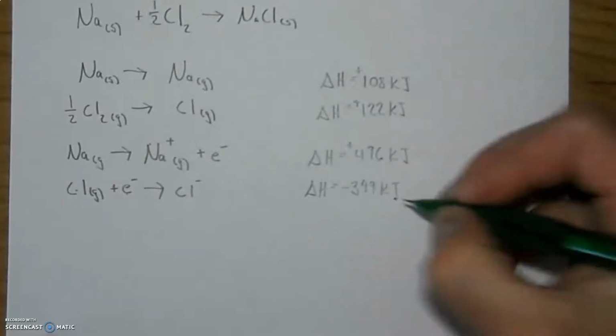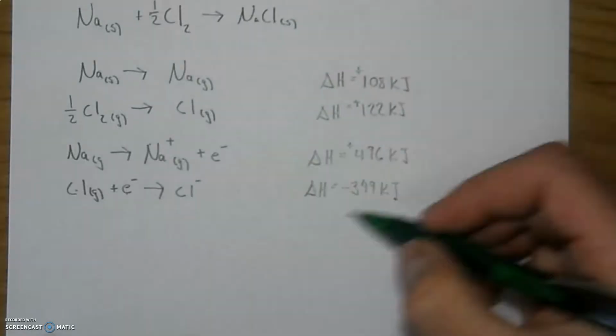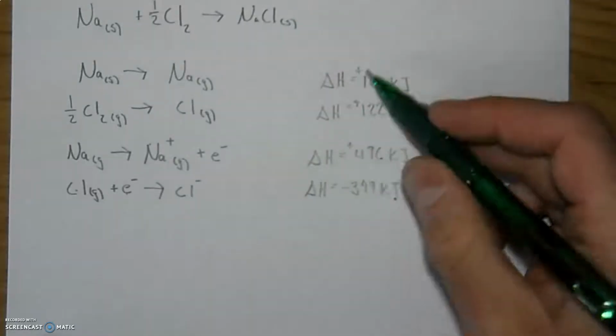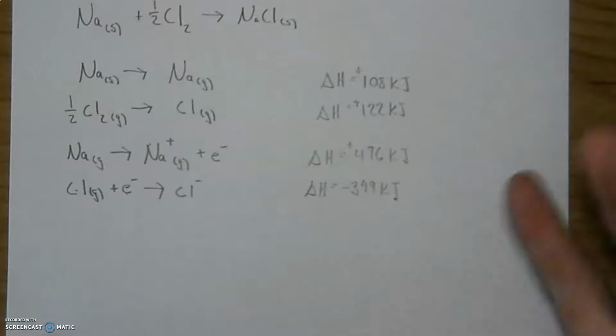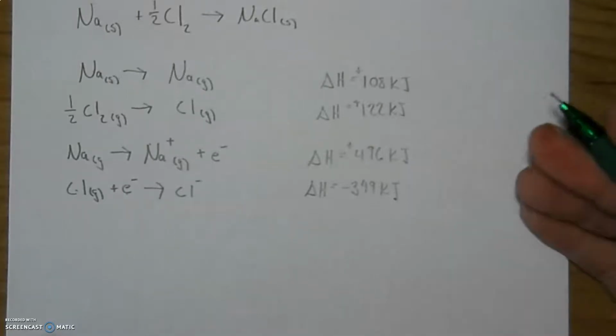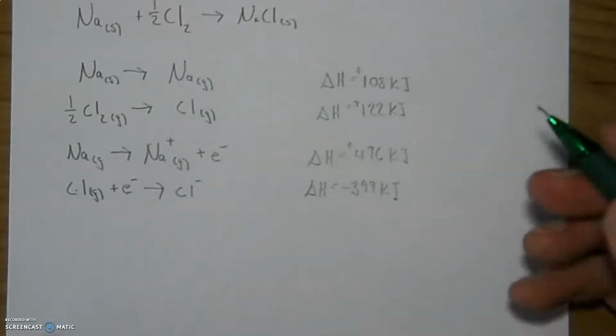Now, I haven't done any math behind the scenes, but adding all these guys up, it looks like it's a net positive, which means not favorable. So it's an endothermic process. You have to put energy in to make this work.